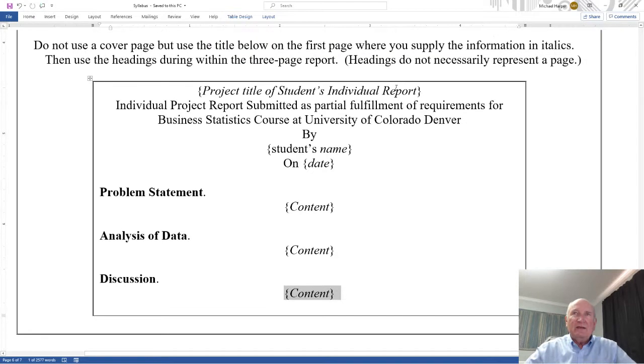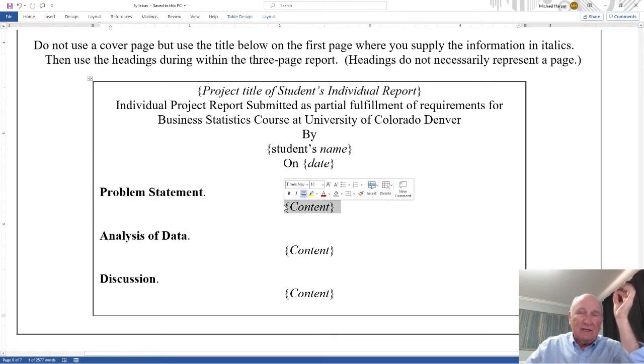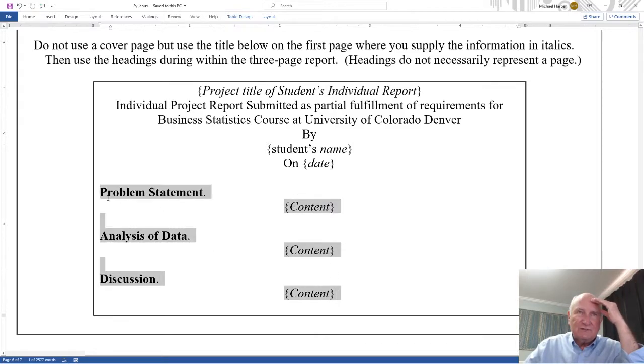Now, what I mean is the headings do not necessarily represent a page. This is not one page and one page and one page. Your analysis might be more than one page. The analysis may start on the first page and go into the second page. Okay, it may go into the third page or whatever. But limit it to 3 pages. And the problem statement content here could be less than a page, could be more than a page. But don't go more than 3 pages.